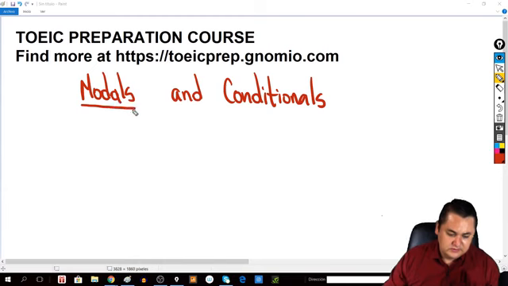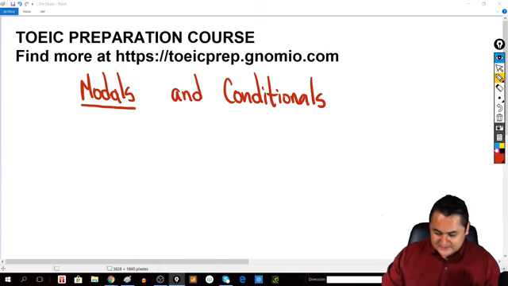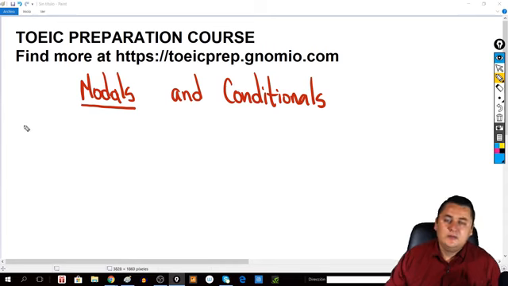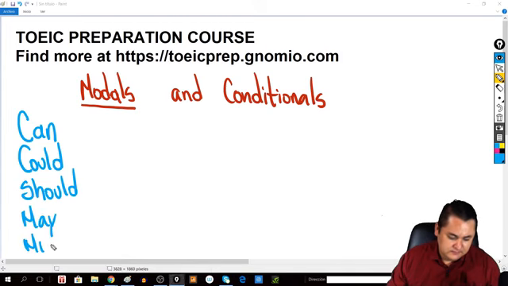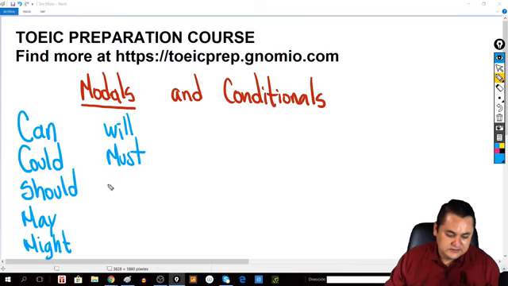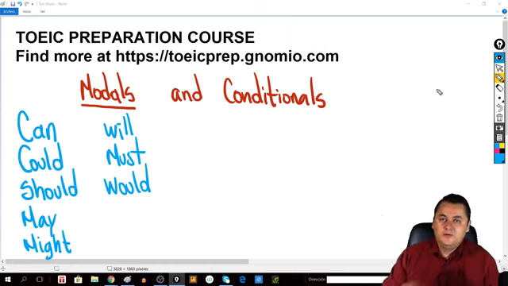From modals, or modal verbs, we can say that basically modals are the verbs can, could, should, may, might, will, must, would. There are other modals, but these ones are the ones most commonly tested on the Toeic test.